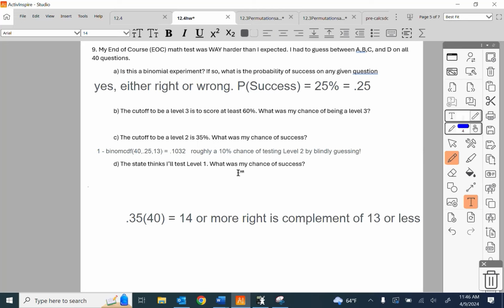The state thinks I'll test level 1. What was my chance of success? So it's kind of what we did here. Notice we use the complement. This is the complement of not testing level 2, everything beneath. So it's just this piece right here. You had to get 14 questions right.